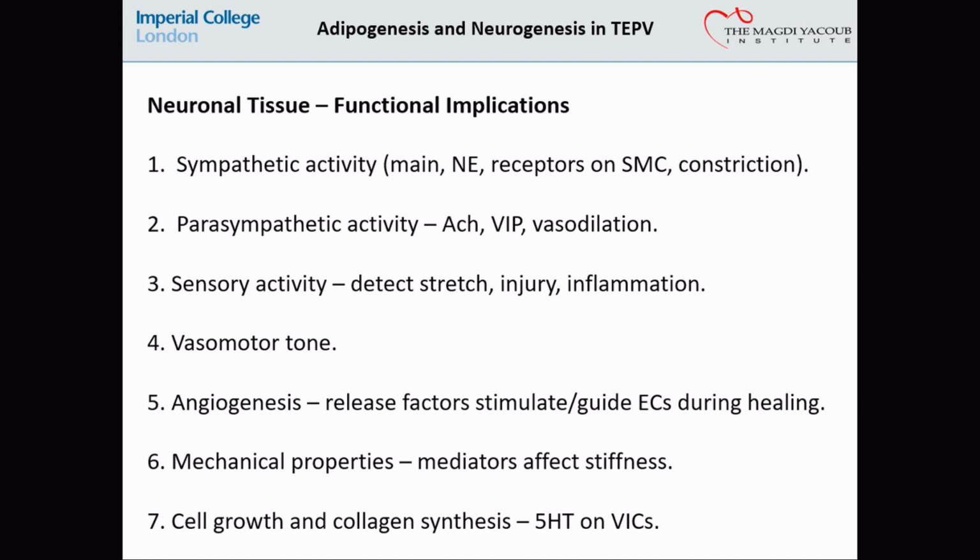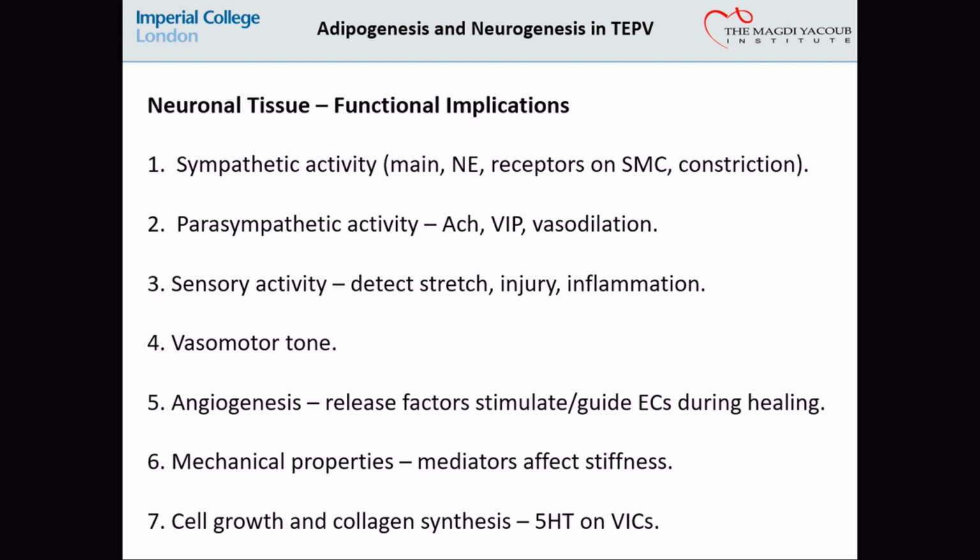And what are the functional implications of neuronal tissue? There are many. The main role is sympathetic activity. Through neurotransmitters such as noradrenaline, it can have effects on smooth muscle cells, which have receptors for noradrenaline and cause constriction. There is also some parasympathetic activity through acetylcholine and vasoactive intestinal peptide. These can mediate vasodilation. There is also sensory activity, as shown by weak expression of substance P. And this sensory activity is to detect stretch, injury like pain and inflammation.